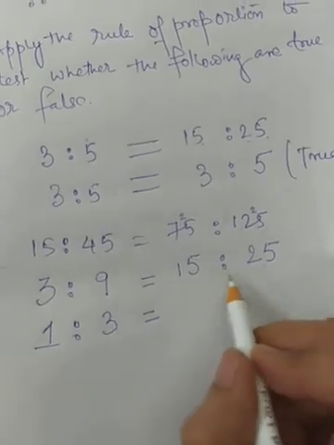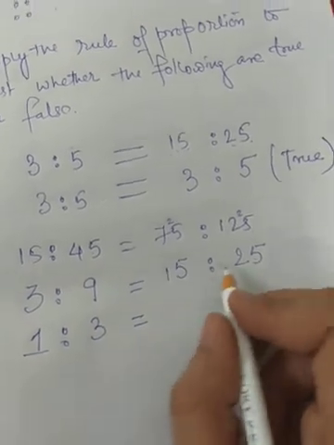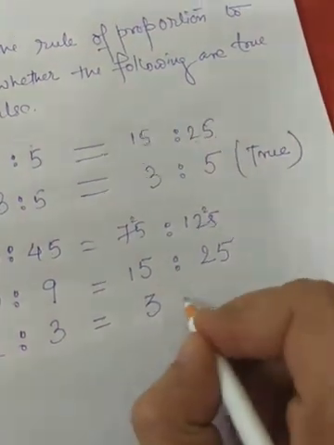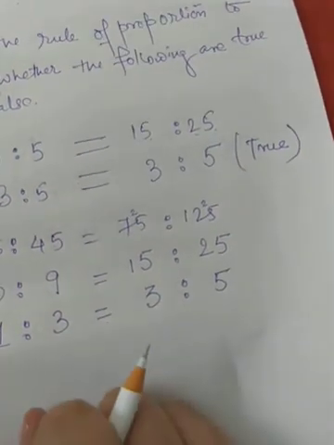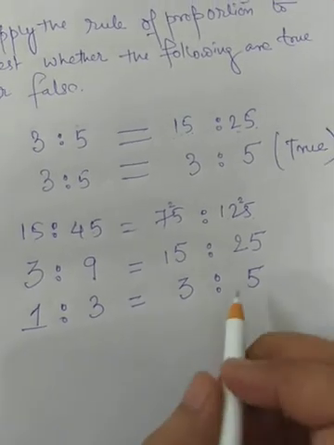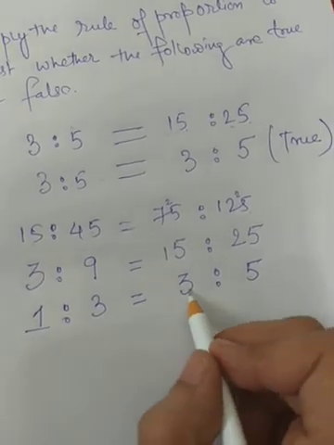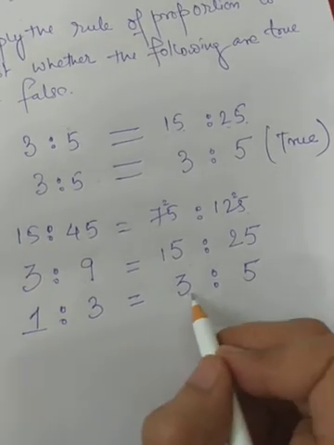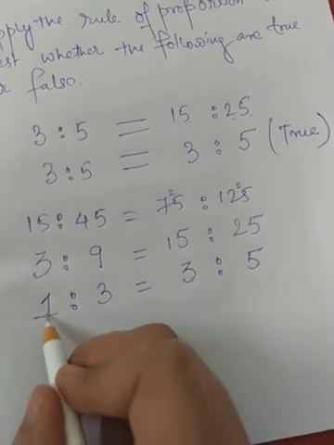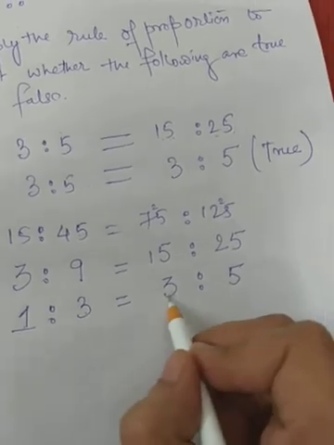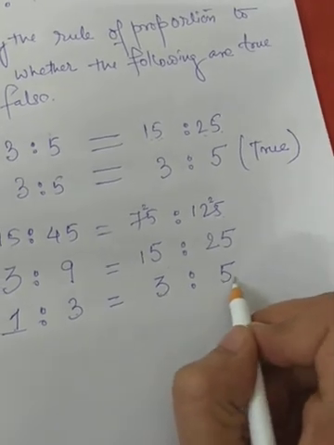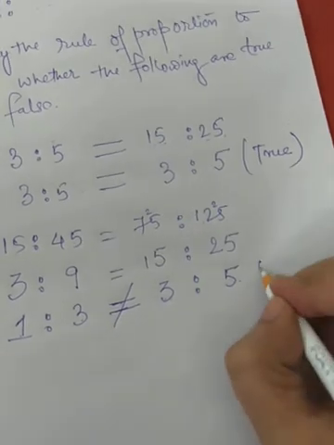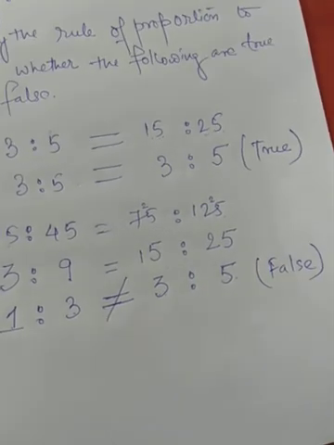Now let us cancel this other ratio. Again it is clear that both the numbers come in the table of 5. 5 3s are 15 and 5 5s are 25. See, 5 and 3 do not have any common term, so they cannot be cancelled further. Here it is 1:3 and here it is 3:5. So we can say that these two are not equal. So this will be false. Clear?